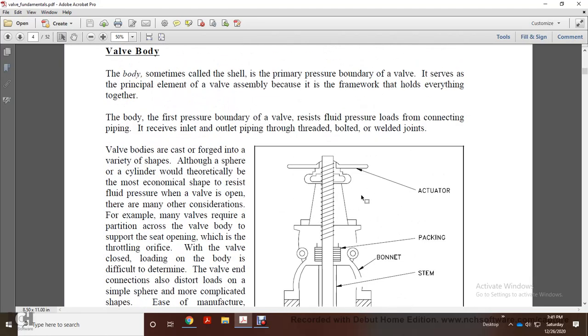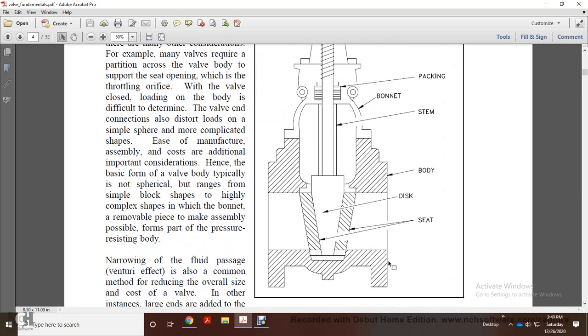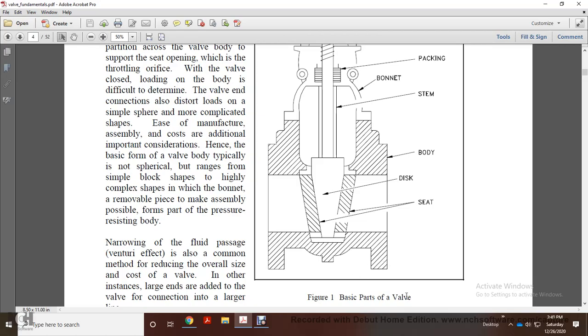And then we're going to look at the picture. This is your actuator at the top, and that shows the packing, the bonnet, the stem, the body, the disc, the seat. And those are your basic parts of the valve.